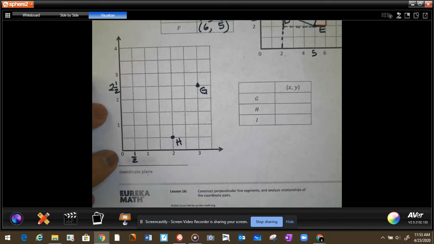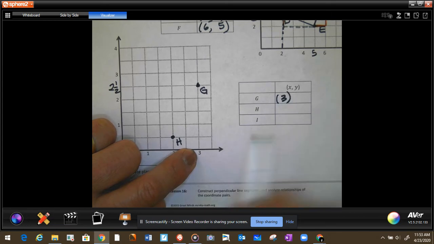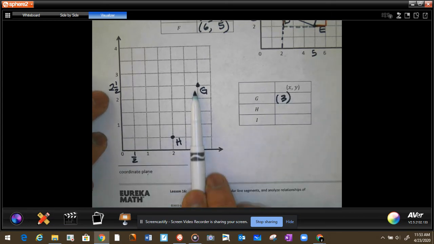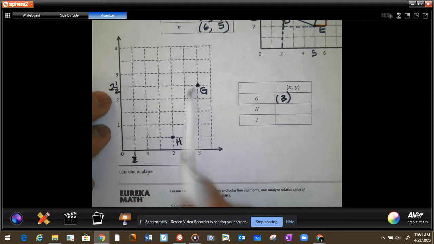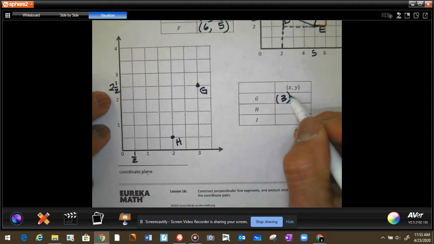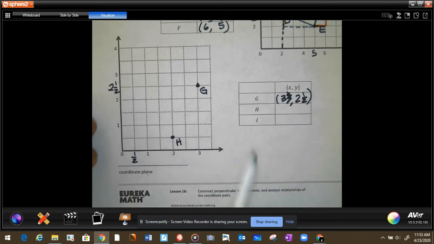Okay, so now moving along to finding the coordinates for G. So G is going to be X is 3. And we're going to jump to find Y, which will be 2 and 1/2. Oh, sorry, I drew this one. 2 and 1/2. So we found the coordinates for G.